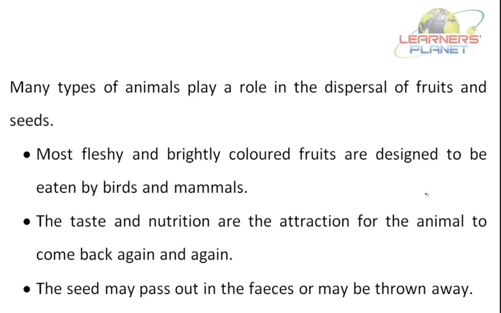Yes students, many types of animals play a role in the dispersal of fruits and seeds. Like most fleshy and brightly colored fruits are designed to be eaten by birds and animals, and the taste and nutrition are the attraction for the animal to come back again and again, and this way dispersal takes place. So the seed may pass out in the feces or they may be thrown away. Right? So animals disperse seeds in several ways.